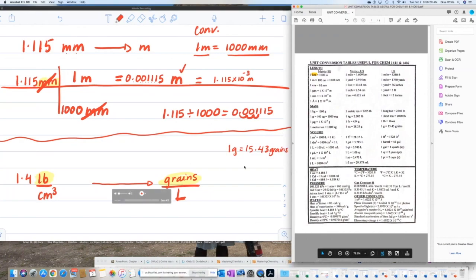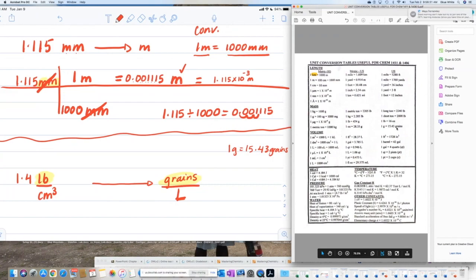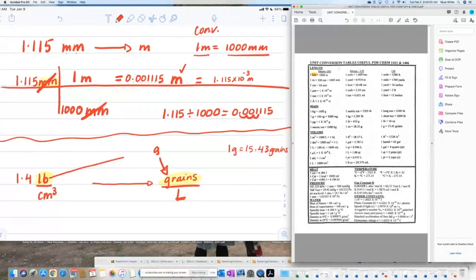I picked the one conversion I found here that has grains. This is showing me I want to go directly from pounds to grains, but I'm not going directly from pounds to grains. I'm going from grams to grains. Do I have one from pound to grams? Let me see. There's pound to ounce, pound to ton, pound to grams. Oh, there's one here. So I'm going to go from pound to grams, then from grams to grain. Here I'm going to write 1 pound equals 454 grams.